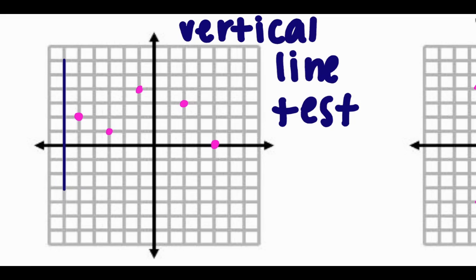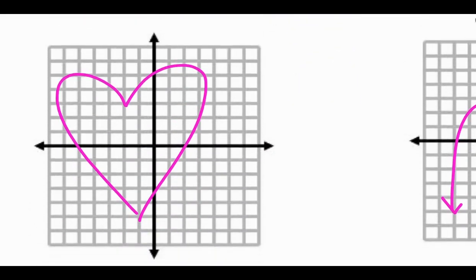So this first graph is a little different. It's just a bunch of ordered pairs. It only touches one time here, so we're good. One time here, one time here, one time here, and one time here. So we are good. This is a function. Let's go down to this graph. Let's draw our vertical line.